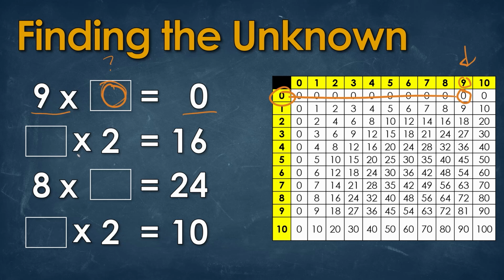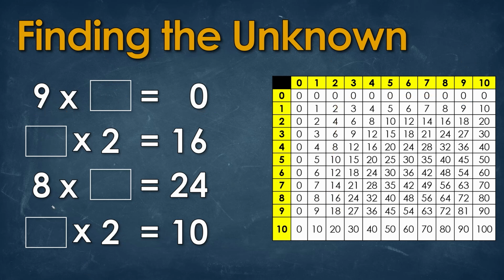Now let's try blank times 2 is equal to 16. Well, we know we are going to start with 2. If we work our way down until we get to 16, we see it here. We work our way back, and we get 8. So 8 times 2 is equal to 16.